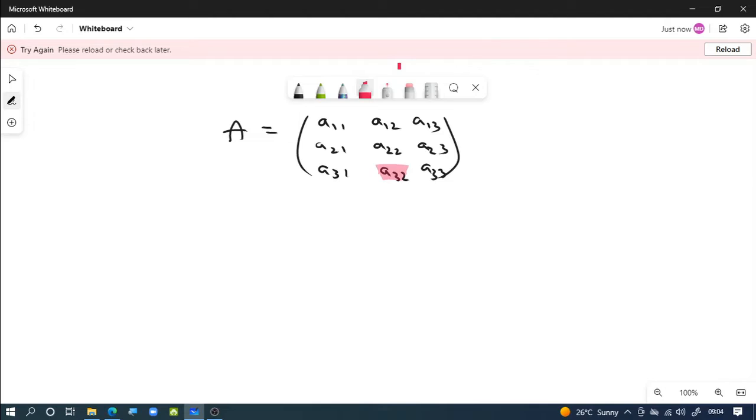So consider, for example, the entry A32. The subscript, the first subscript, is the row number. So entry A32 lies in the third row, whereas the second subscript, 2, corresponds to the column number. So the entry A32 lies in the second column.